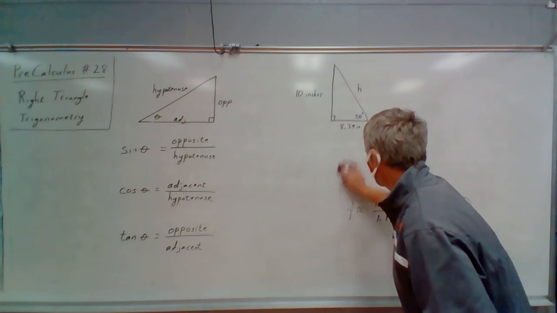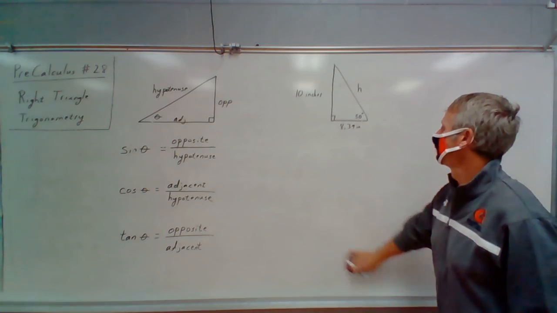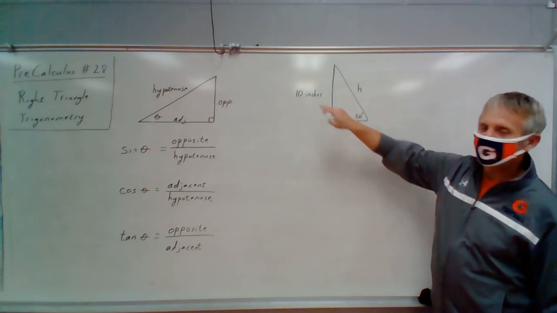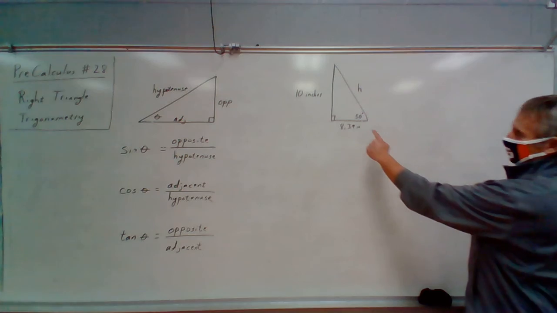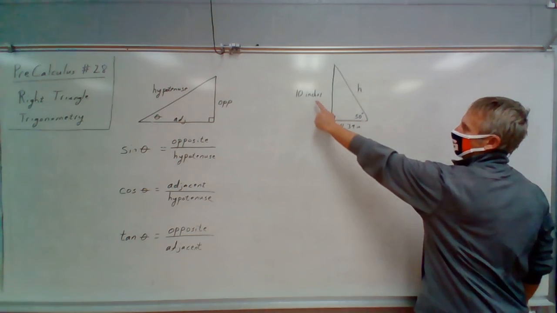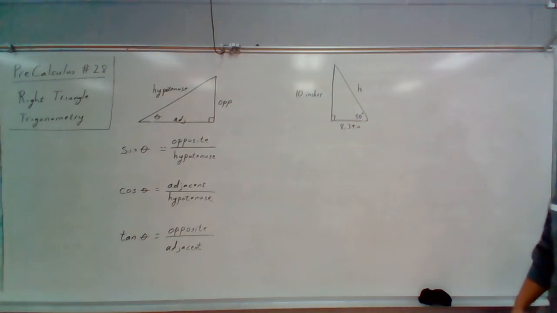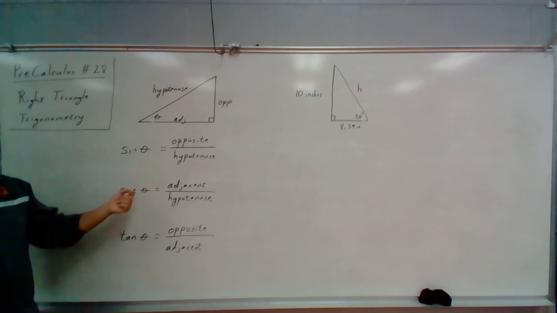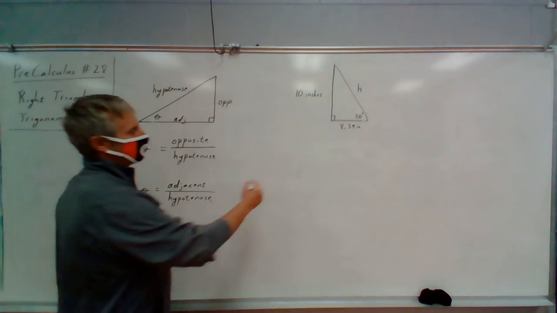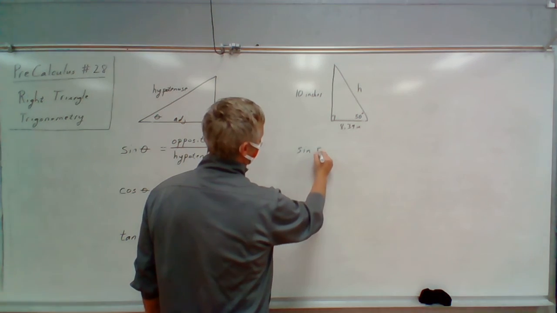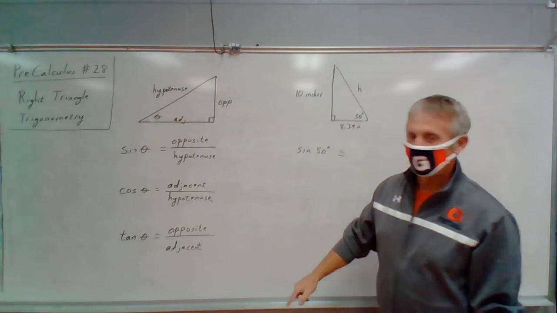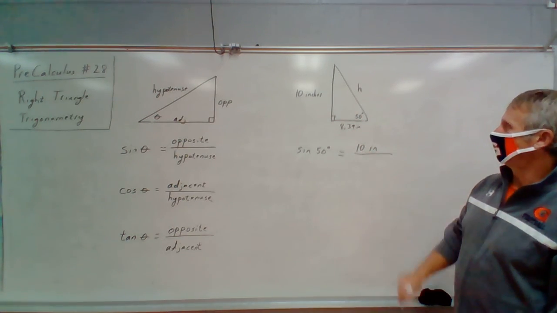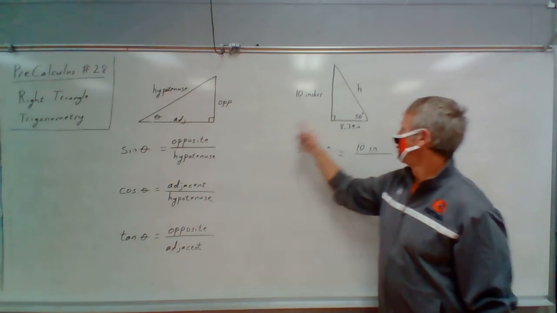Okay, so let's find the length of side h. All right, so again, let's use the things that we were given, the 50 degrees and the 10 inches. Relative to this angle 50, I know the opposite side, and I want to know the hypotenuse. Which of these involve the angle, the opposite, and the hypotenuse? Well, that would be sine. So let's say the sine of 50 degrees equals the opposite, which would be 10 inches, over the hypotenuse, which is what we want to know.